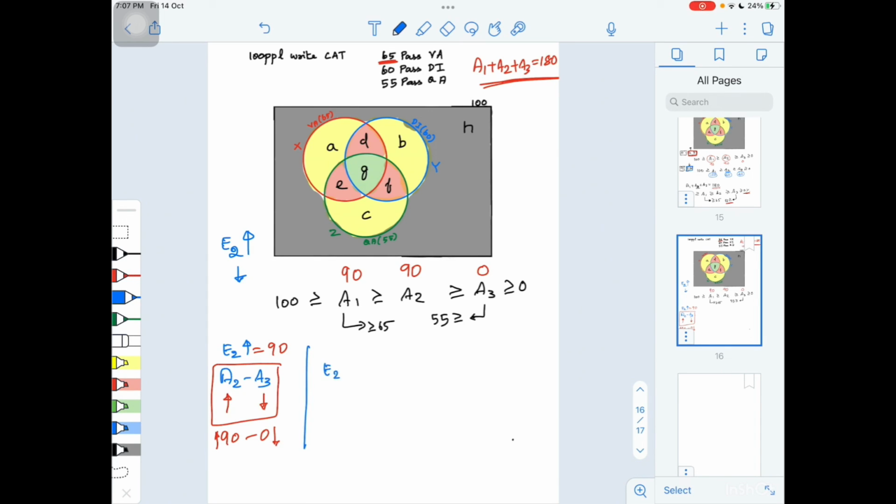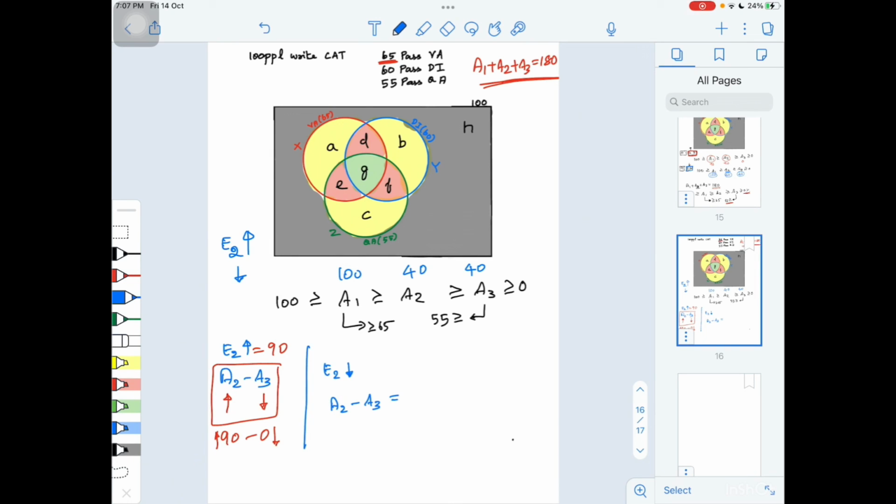What about the minimum value for exactly 2? Exactly 2 should be as minimum as possible, or A2 minus A3 should be as minimum as possible. First of all, this cannot be negative. This has to be as minimum as possible. Let's see whether 0 is possible. In one of the scenarios, we saw this could be 100, and out of 180, having distributed 100 here, the remaining is 40 and 40 here. Is it possible? Yes, it is possible.